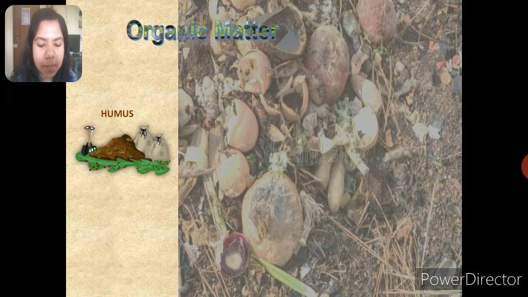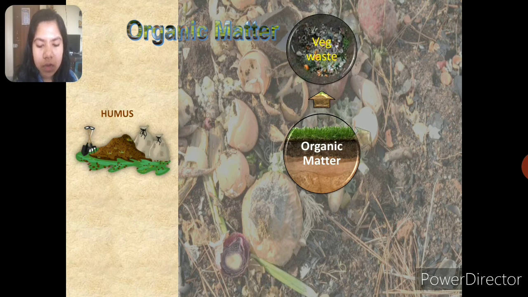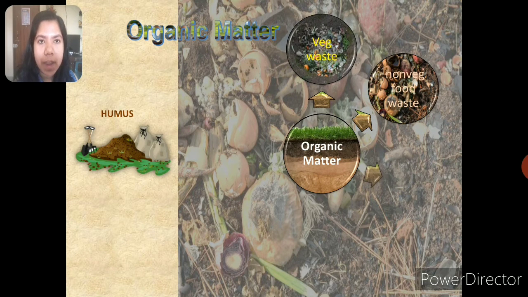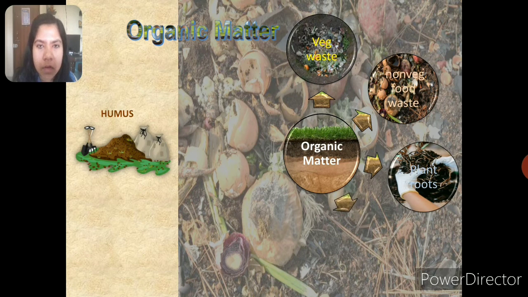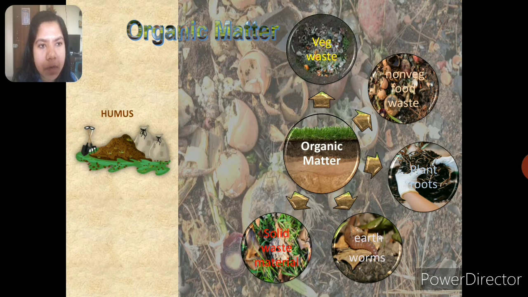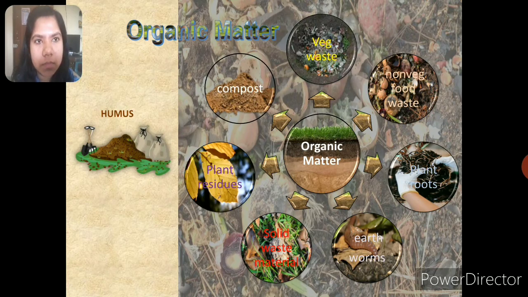The organic matter. The diagram shows the organic matter consists of different ingredients, which finally form compost. First is the veg waste, second is the non-veg food waste, third is the plant roots, fourth is the earthworms, fifth is the solid waste material, sixth is the plant residues, and all this together forms a compost.